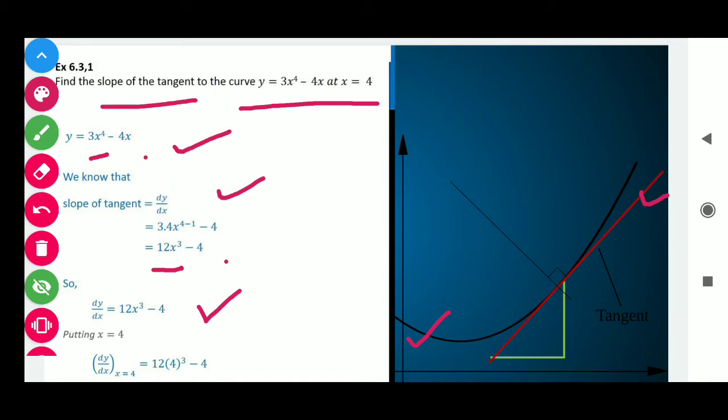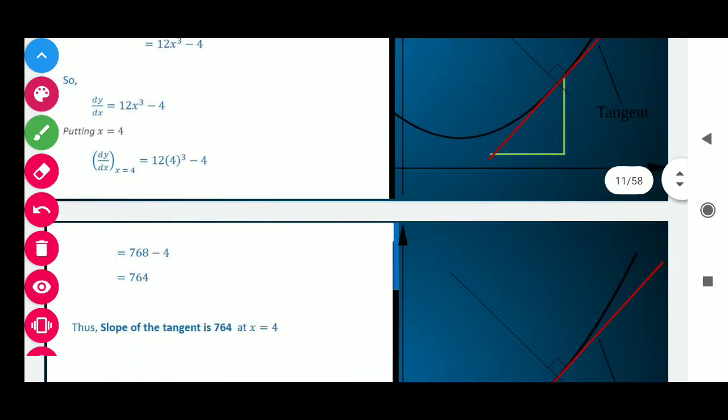But students, remember one thing. This is the slope of all the tangents at different points of the curve. But we have to find the slope of that tangent which meets the curve at x is equal to 4. For that we have to put this point. Put x is equal to 4, then we get 12 into 4 raised to power 3 minus 4. In this way we get the answer 764. Thus the slope of the tangent is 764 at x is equal to 4.